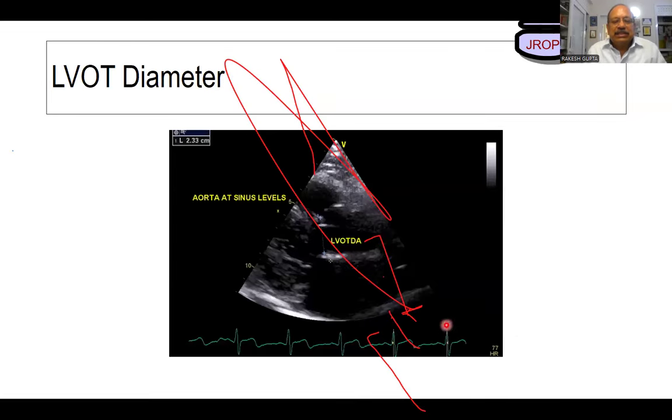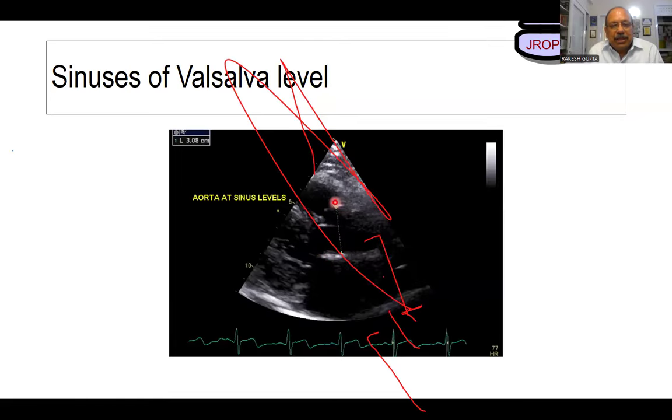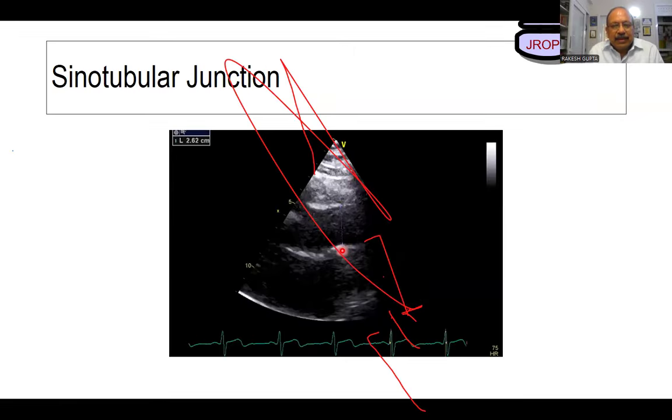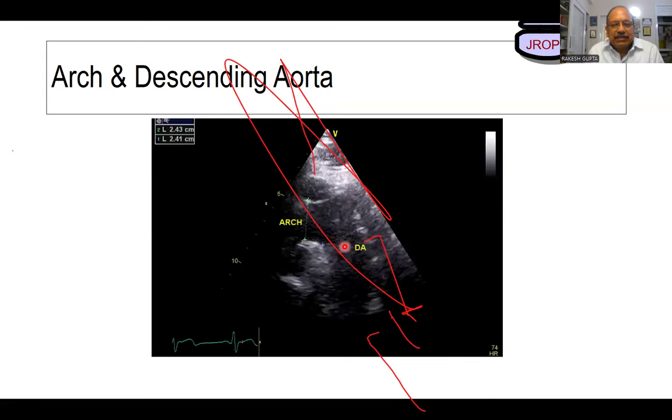So I've tried to measure these dimensions. Look at the hinge point of one to the hinge point of another, the right coronary cusp and non-coronary cusp. That is the LVOT dimension or aortic dimension. This is the sinus of Valsalva dimension. Then, when the sinus of Valsalva joins the ascending aorta, this is known as the sinotubular junction. So this is the sinotubular junction, this is the ascending aorta, and this is the measurement.